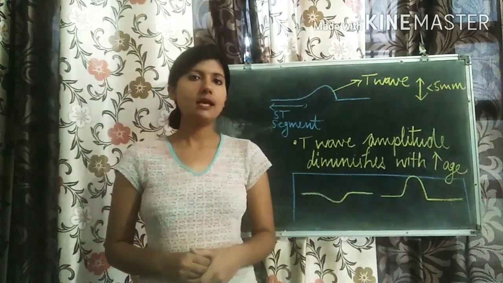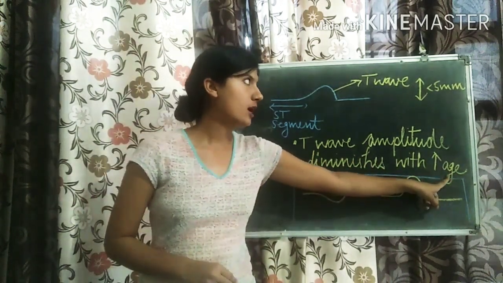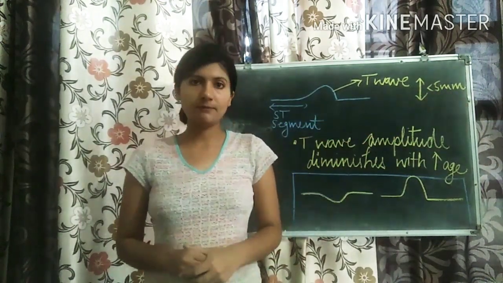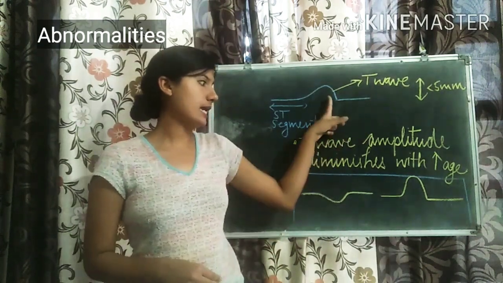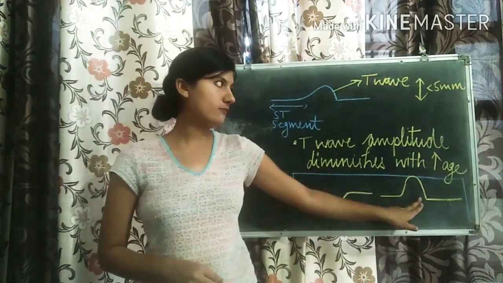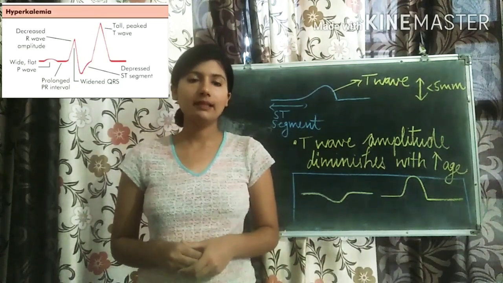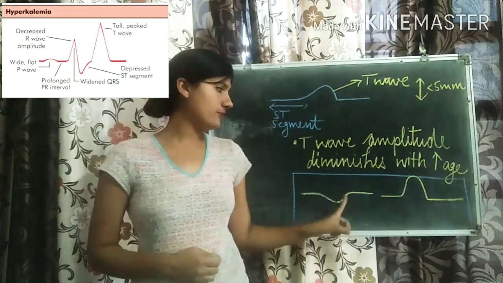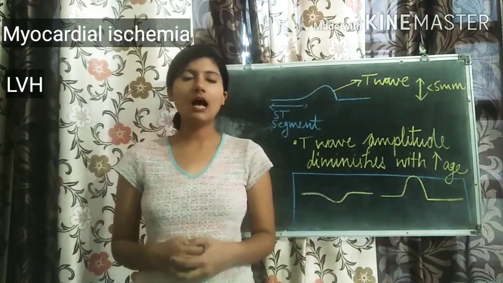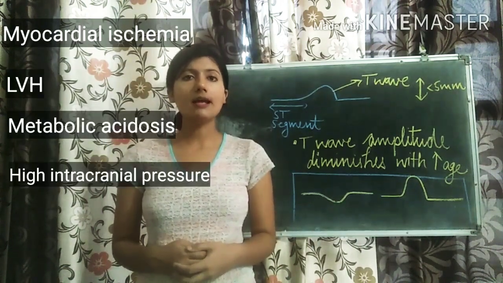Now the abnormalities in the T wave. Usually the T wave amplitude diminishes with age and its normal amplitude is less than 5 mm in the limb leads. Abnormalities of the T wave are indicated by its inversion or by its elevation. If there is an elevation of the T wave greater than 5 mm in the limb leads, it may indicate hyperkalemia. And if there is an inversion of the T wave, that may indicate myocardial ischemia or infarction, left ventricular hypertrophy, metabolic acidosis or disturbances, and high intracranial pressure.